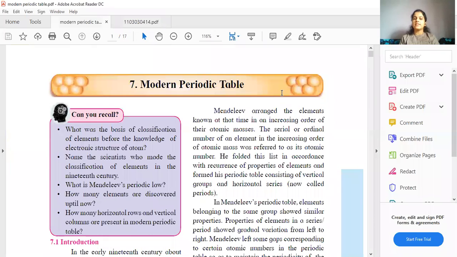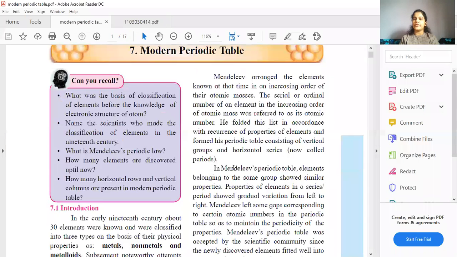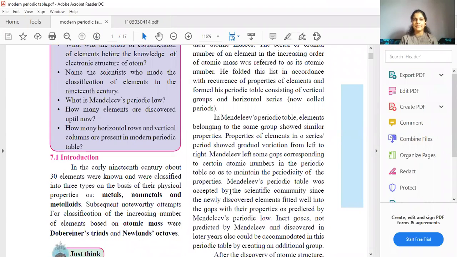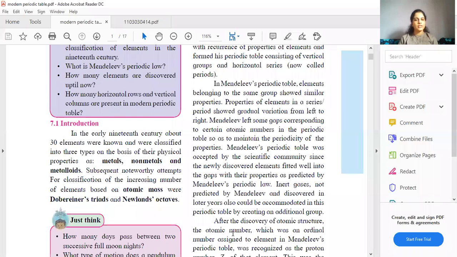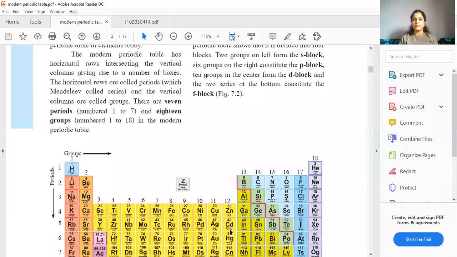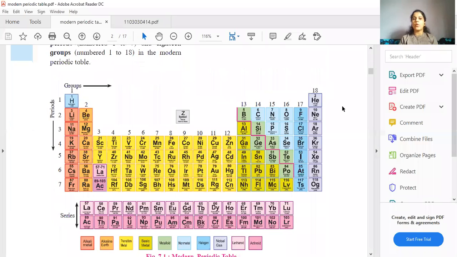Okay, so students, we are studying the modern periodic table. In the last session, we saw a little bit of introduction: what were the previous tables that were discovered before the modern periodic table? Next is this modern periodic table, which you have all already seen. So what are the basic terminologies associated with it? That is, what is a period, what is a group, and there are 4 blocks in the periodic table, SPDF.